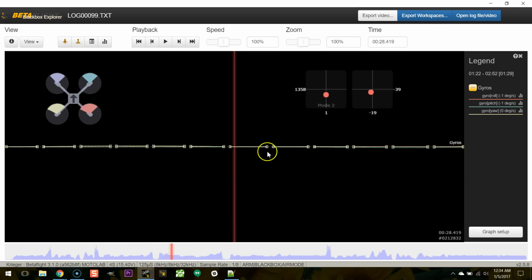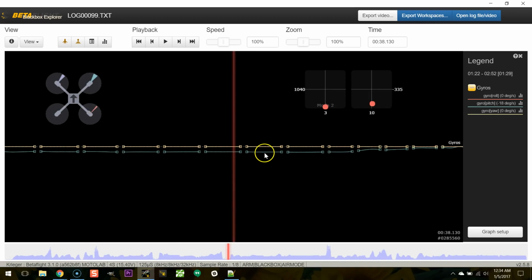We can look for other places where the axis goes non-zero. Let's find something else that happened. Here we go. Here we have something happening. This is the blue line, so it's the pitch axis. We can see we're pitching backwards, and we've got negative. Negative pitch is pitch backwards, and therefore positive pitch is pitch forwards.